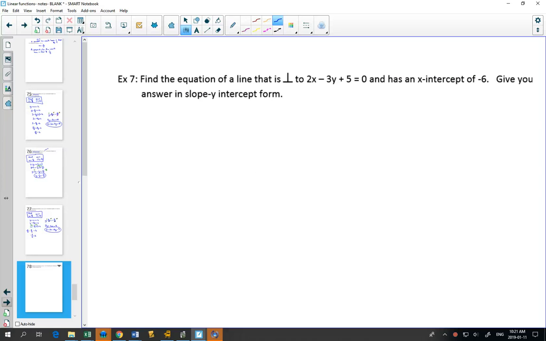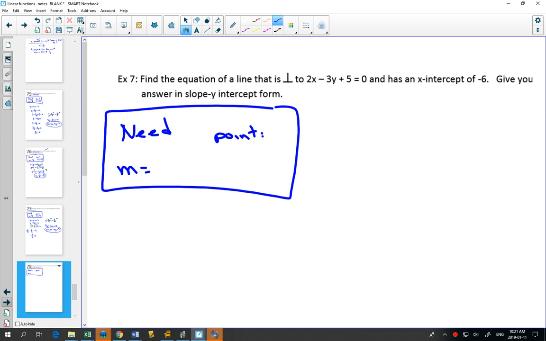Okay, again, it says find an equation of a line, so just to be consistent, these are the two things I need. I need a slope and a point. It's perpendicular to 2x minus 3y plus 5 equals 0 and has an x-intercept of -6. So in this one, nothing comes as clearly as the previous one. They gave us an x-intercept, but they didn't say a specific point. But an x-intercept is a specific point. We know that the x-coordinate is -6 and the y-coordinate would be 0.